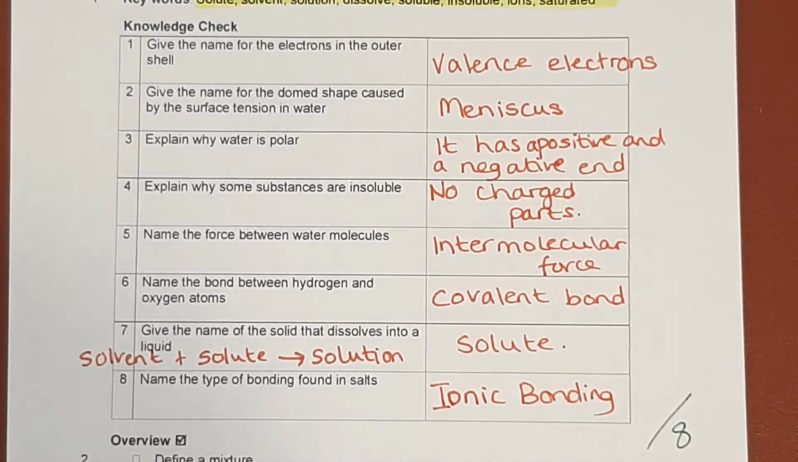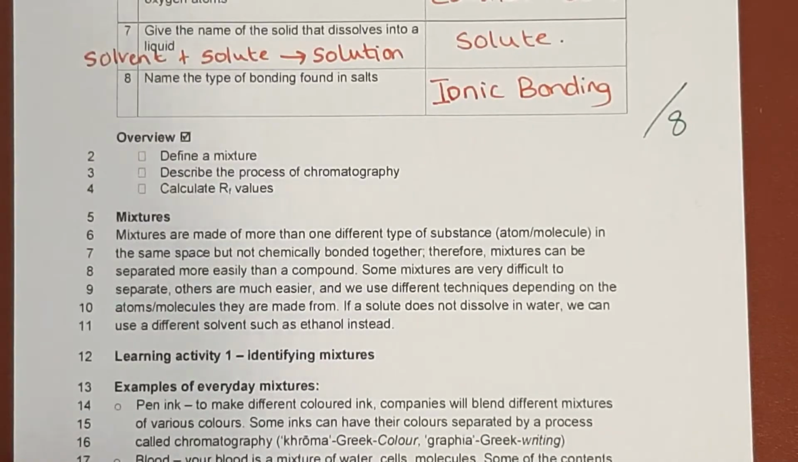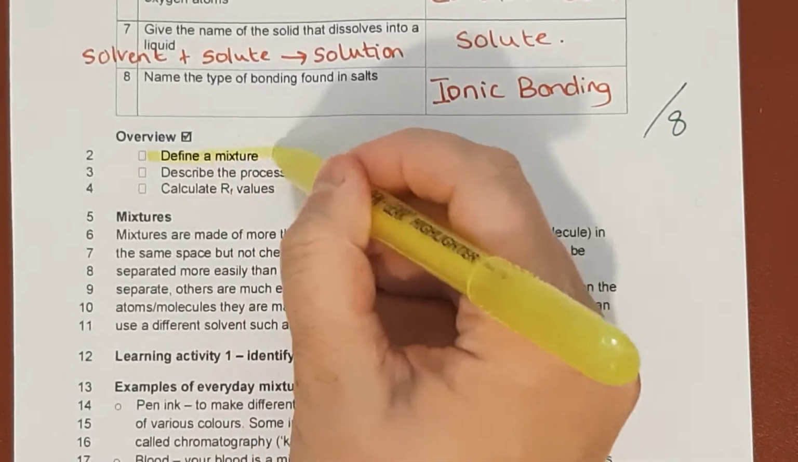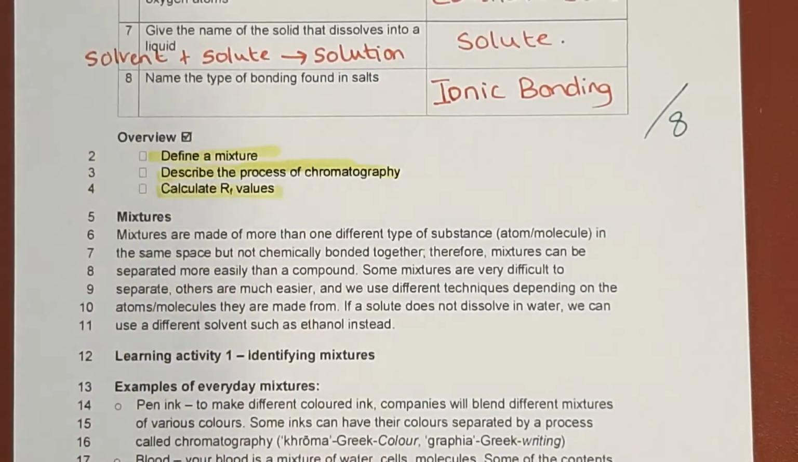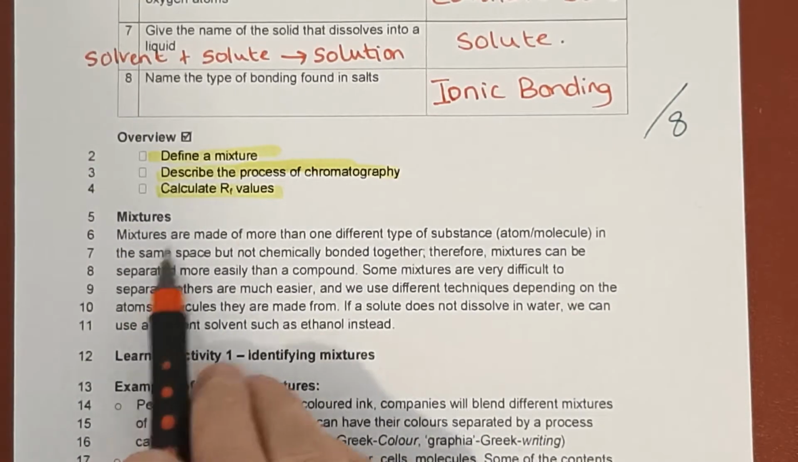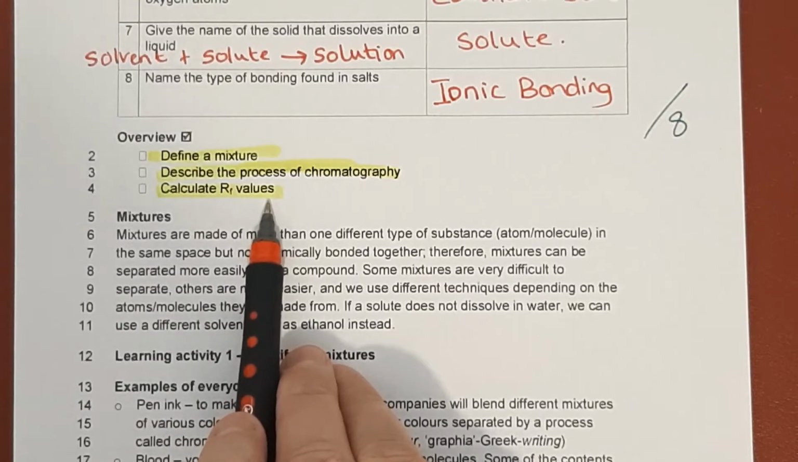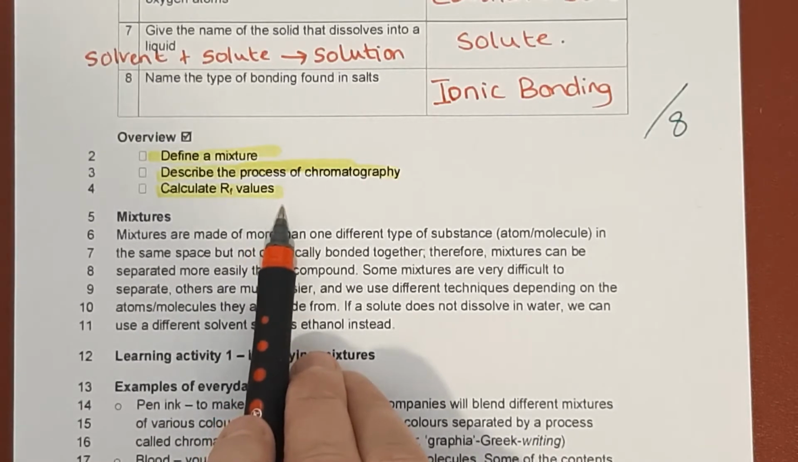If less, then you need to review your knowledge organiser. Thank you. So today we are going to be able to, by the end of the lesson, define a mixture, describe the process of chromatography, and calculate RF values. Now, calculating RF values can be quite tricky. This is very high level. We're going to have a go at it so it's at least familiar to us.